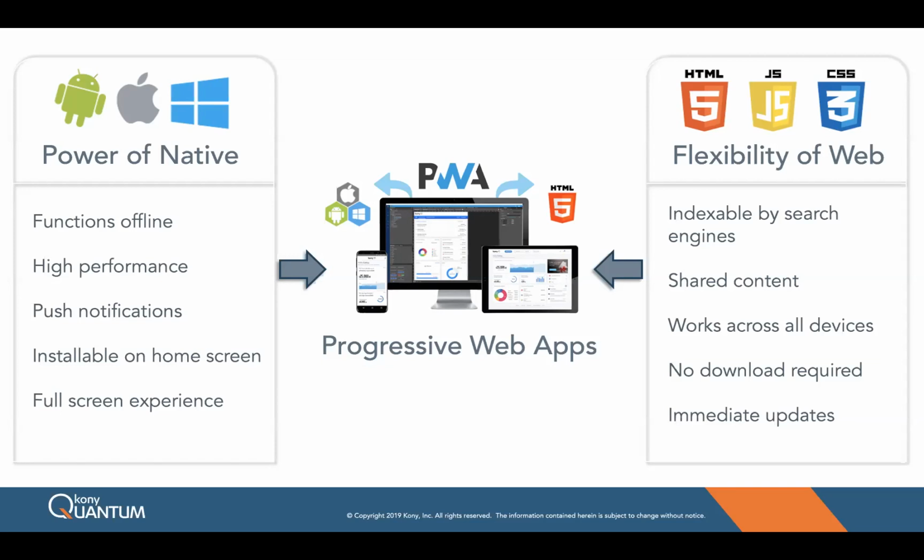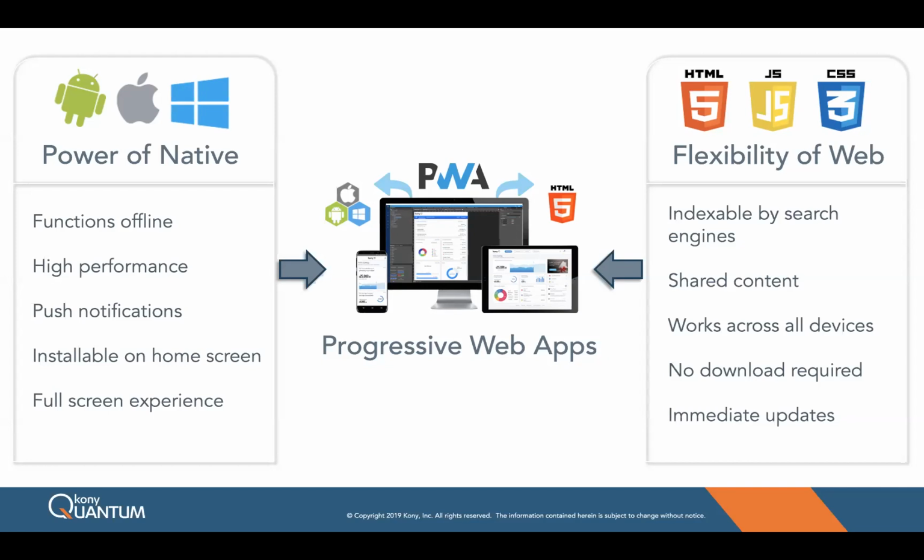So all of those capabilities of native, and the flexibility that web applications display, like being able to search the web application on a search engine, being able to share content much more easily through the web, being able to update the application immediately without having to redeploy and resubmit the application all the way to the App Store, right? So all of those features, the power of native and the flexibility of web, are combined together and provided within a progressive web app.